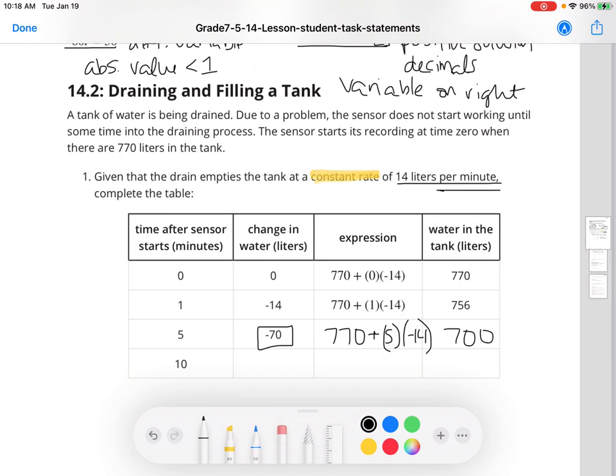Okay, for 10 minutes, what would be my change in water? How many liters? Should be negative 140. My expression would be 770 plus 10 times negative 14. So 770 minus 140 means I currently have 630 liters in my water tank.